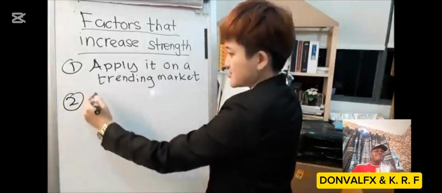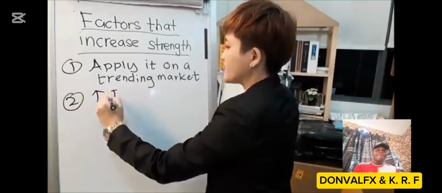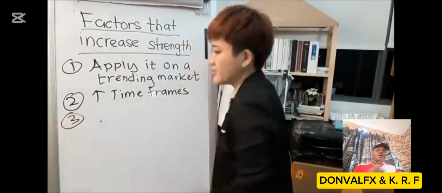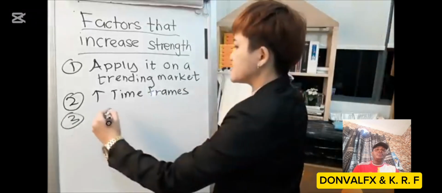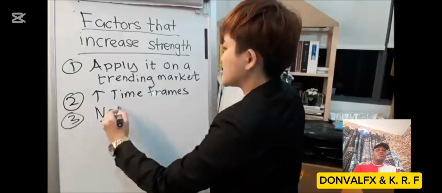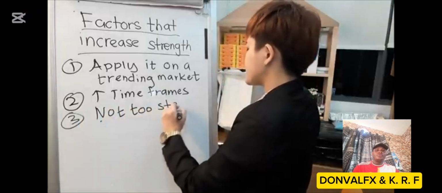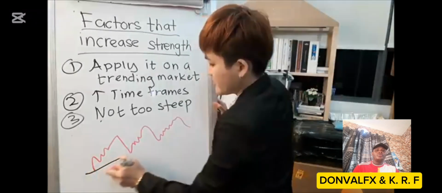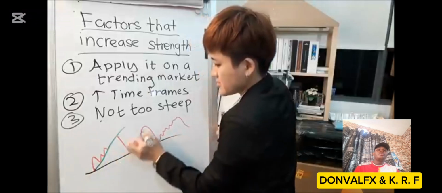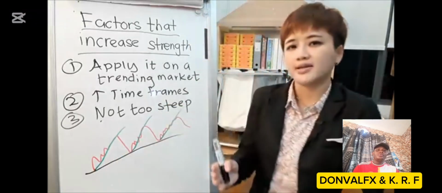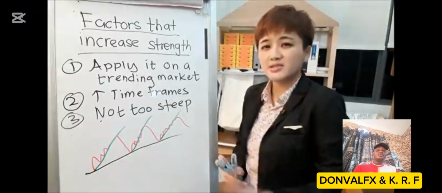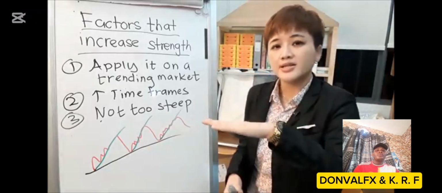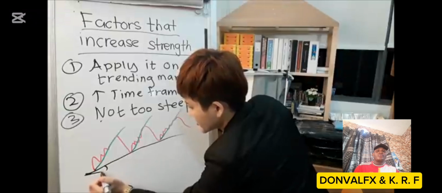Second way you can increase the strength of your trend line is to use it on high time frames. Very important. Okay, and then the third way you can increase the strength is to make sure that your trend line is not too steep. So if you realize the example I showed you just now, there was a major trend line, there were minor trend lines that goes like this just now. And you realize that most of the time, minor trend lines, they not only last for a shorter period of time, but they are steeper. This means that the angle from the horizontal level is steeper.